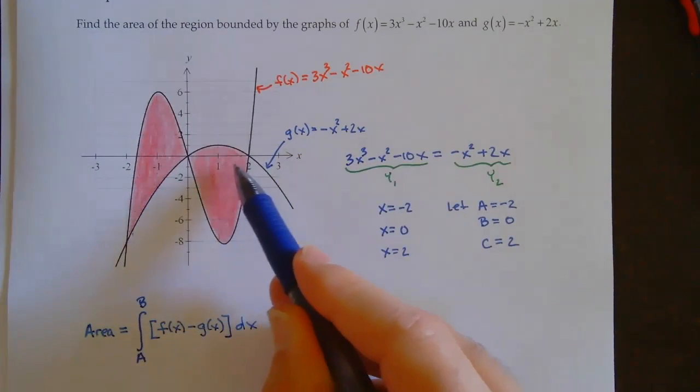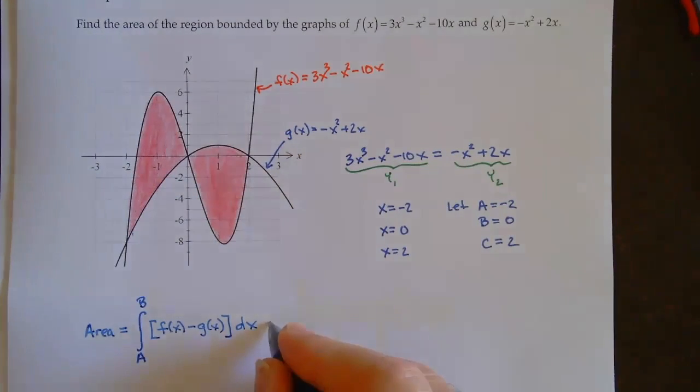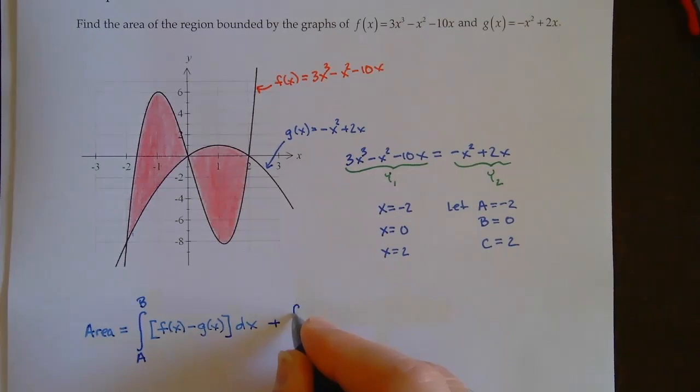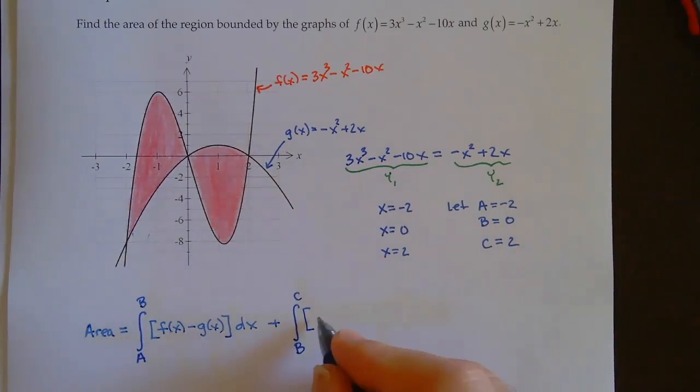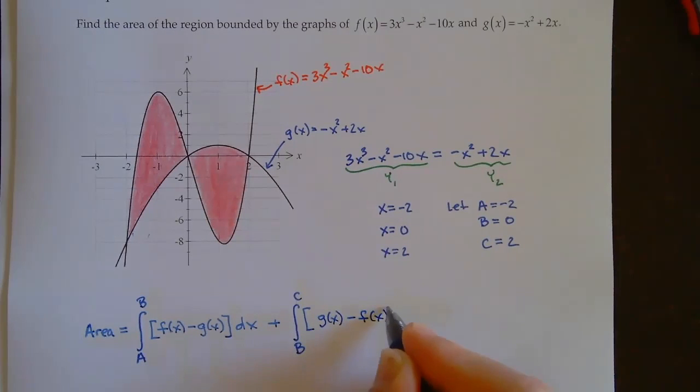Then I need to get this region, right? And to get that region, I'm going to need to add the integral, okay, from b to c of, okay, so the top curve is now g of x, right? So it'd have to be g of x minus f of x. Close the bracket, and then dx, right?